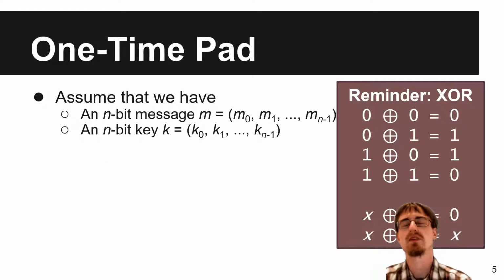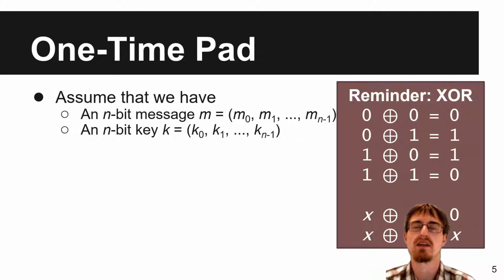Let's start with the simplest possible symmetric algorithm, which is the one-time pad. Now the one-time pad assumes that we have a message and a key that have the same size. You can perhaps already realize that this is not very practical, but it gives you some interesting properties, as we will see. So here we assume we have a message M, which has n bits, all numbered, as shown here using the subscript, and an n-bit key, numbered in the same way.